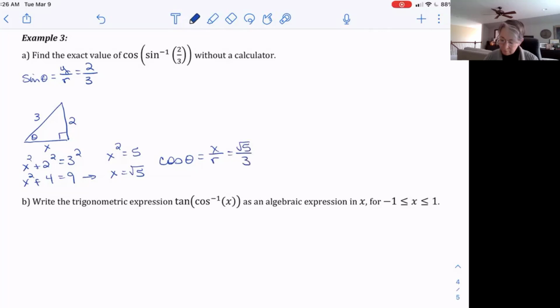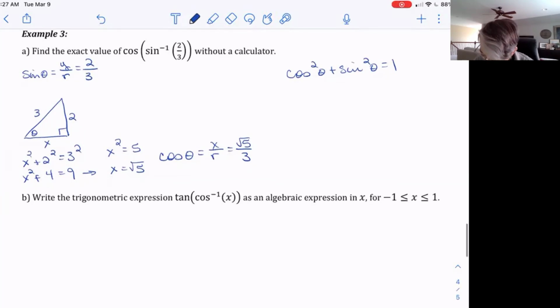Or we can do the granddaddy Pythagorean theorem, where we have cosine squared theta plus sine squared theta equals 1. So we know that the sine inverse of 2/3, so the angle, the sine of it would be 2/3. So 2/3 squared plus cosine squared equals 1.